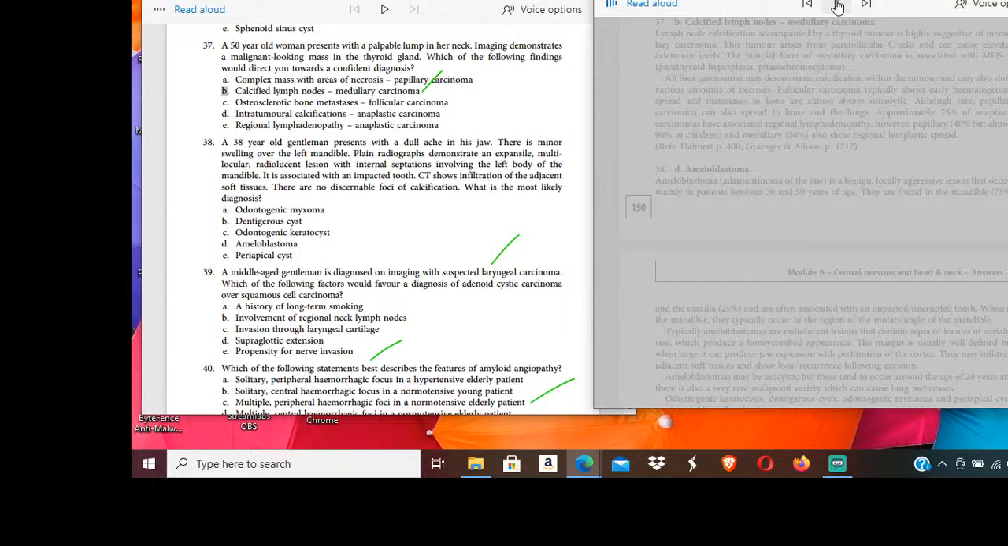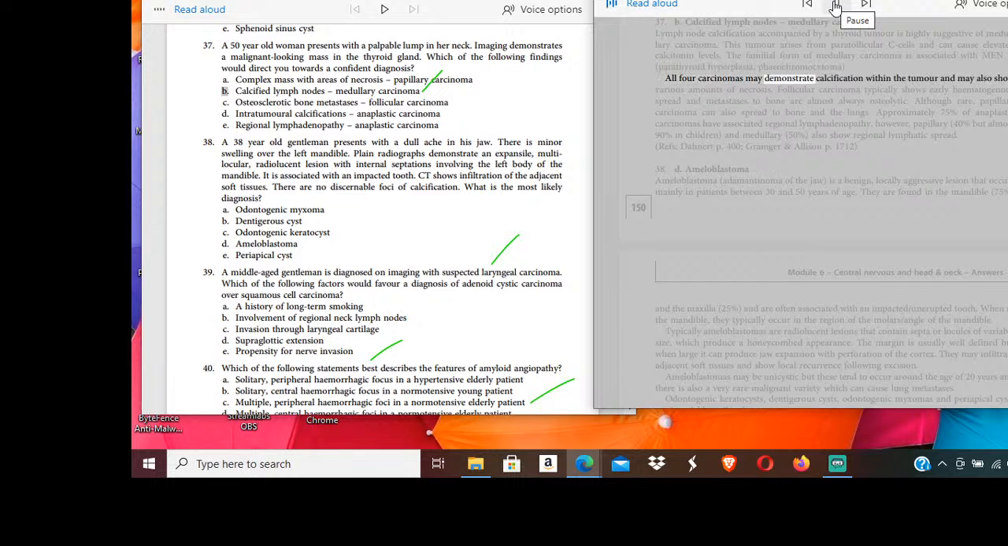B. Calcified lymph nodes. Medullary carcinoma. Lymph node calcification accompanied by a thyroid tumor is highly suggestive of medullary carcinoma. This tumor arises from parafollicular C cells and can cause elevated calcitonin levels. The familial form of medullary carcinoma is associated with MEN2, parathyroid hyperplasia, pheochromocytoma.